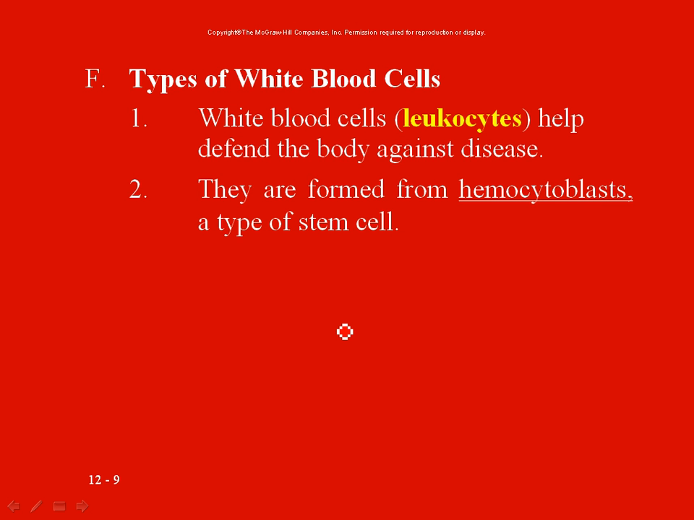Now, the white blood cells also tend to come from the red bone marrow. Again, the red bone marrow appears red because there's so many red blood cells being produced, but white blood cells come from there as well, and they come from these earlier stem cells that are called hemocytoblasts. Hemo, right, referring to, in essence, blood.